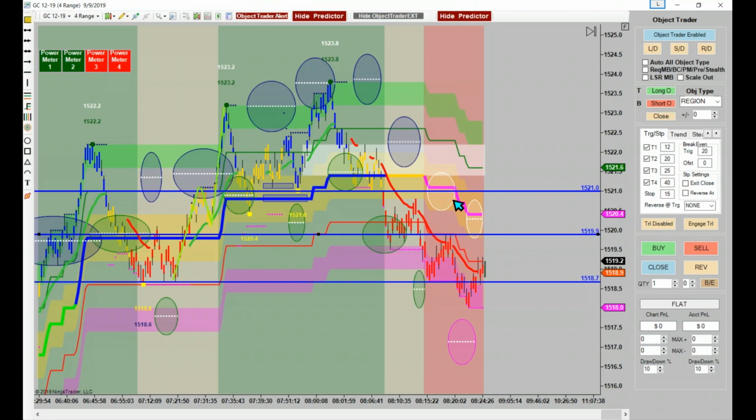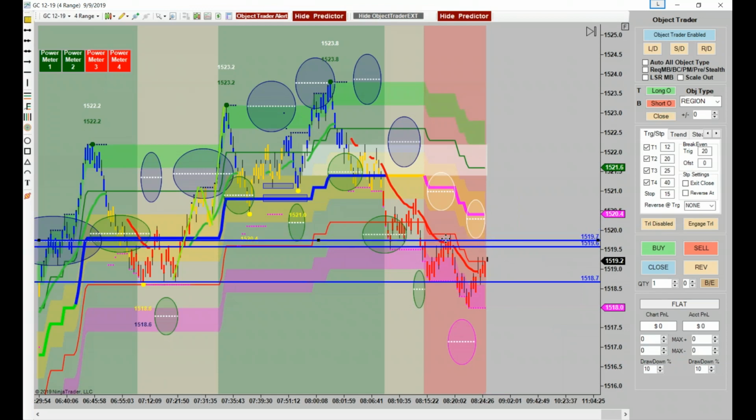All right, look to the left. You see a swing right here. That's your little sweet spot. They can't take this out right here. Predictor's saying actually right in here, that would still be a lower high. So right in this little sweet spot right here is an area that you'd be looking for a short.